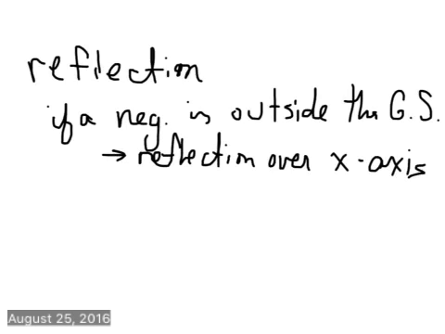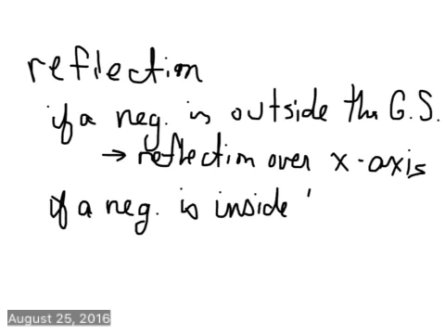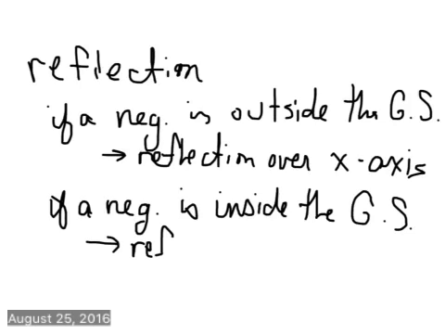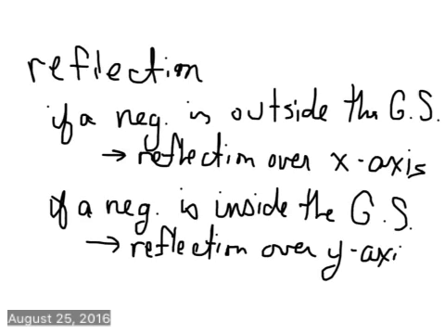What do you think the y-axis does? If a negative is where, do you think? Yeah. Inside the grouping symbol. Then it's a reflection over the y-axis. On a parabola and on the absolute value, unless it's been shifted, those are not going to look any different.